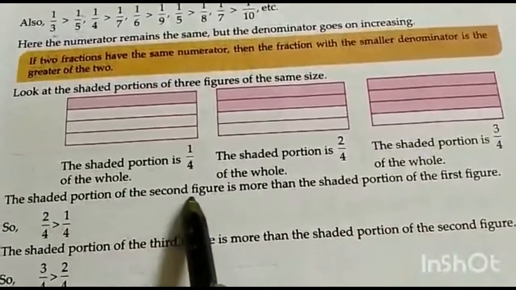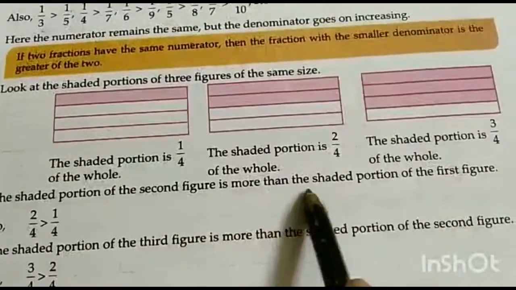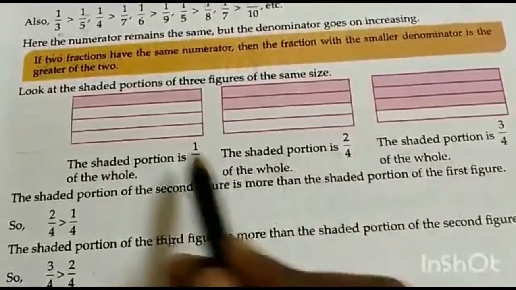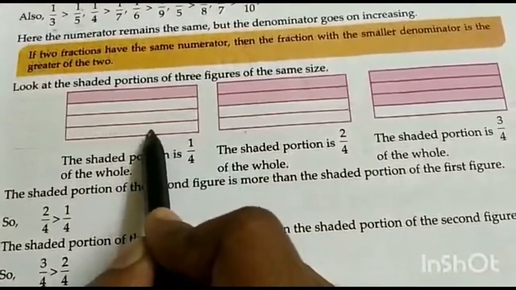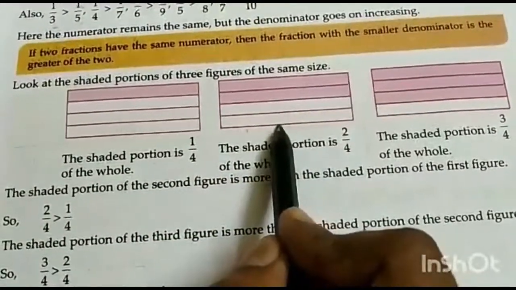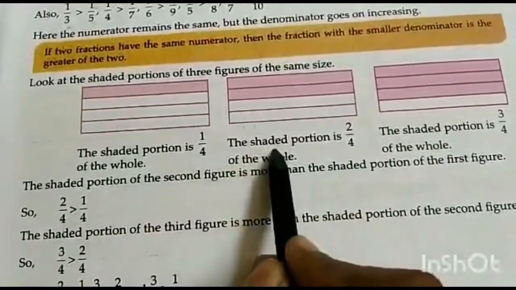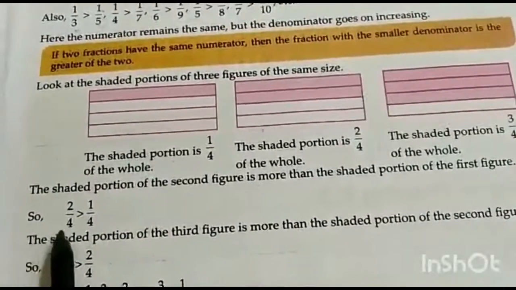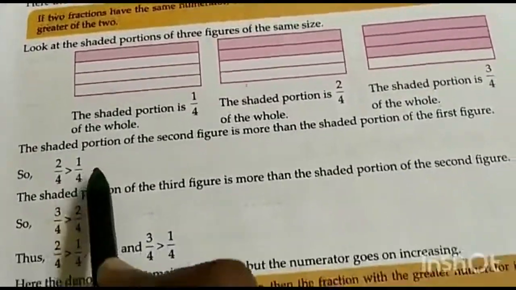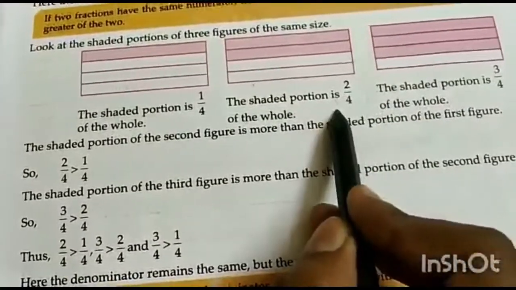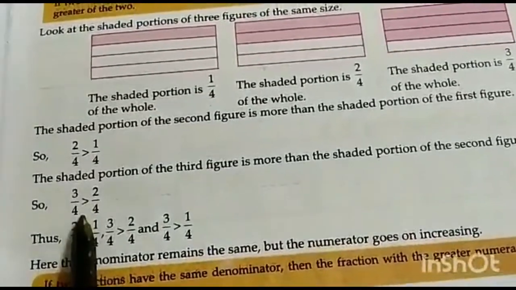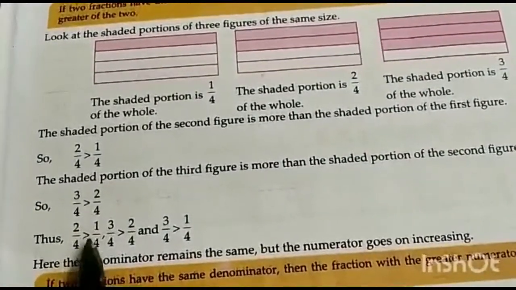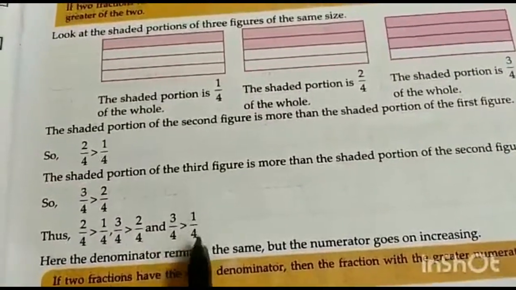Now the shaded portion of the second figure is more than the shaded portion of the first figure. Here 1 by 4 is the smaller one, and 2 by 4 is the greater one. So 2 by 4 is greater than 1 by 4. Like this, 3 by 4 is greater than 2 by 4, and 3 by 4 is greater than 1 by 4.